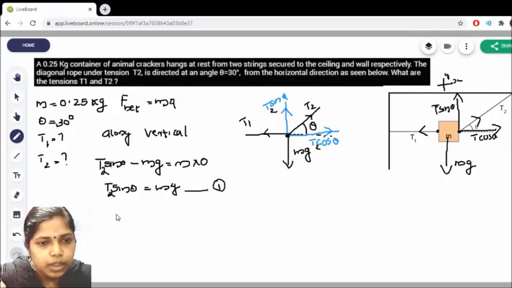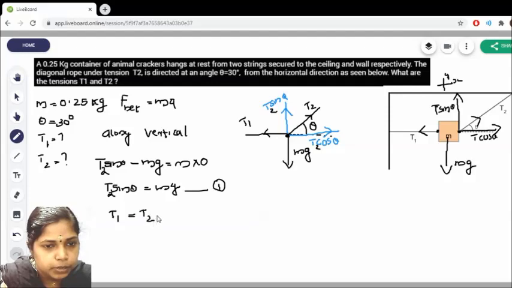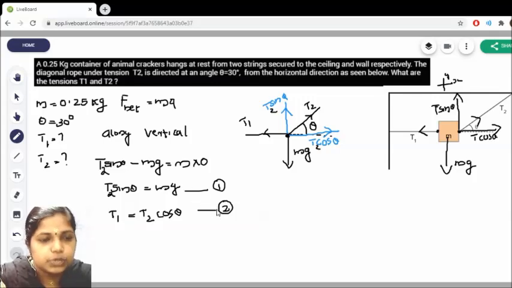Then next we have to apply Newton's second law along the horizontal direction. Along the horizontal direction we can see two forces are acting in opposite directions: T1 along negative x direction, T2 cos theta along positive x direction. So we can write the second equation as T1 is equal to T2 cos theta. This is equation number 2. Now from these two equations we have to find out what is T1 and T2. So from equation number 1 we can find out easily what is T2.